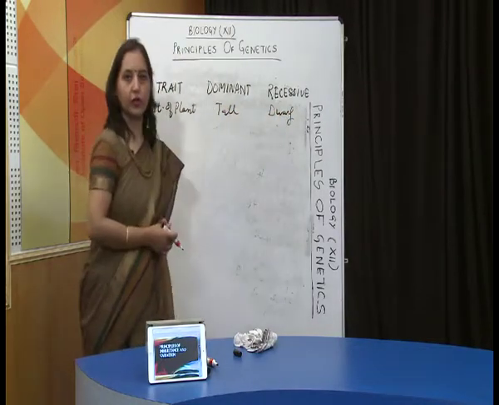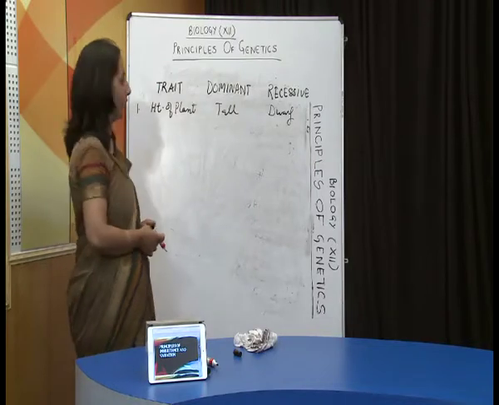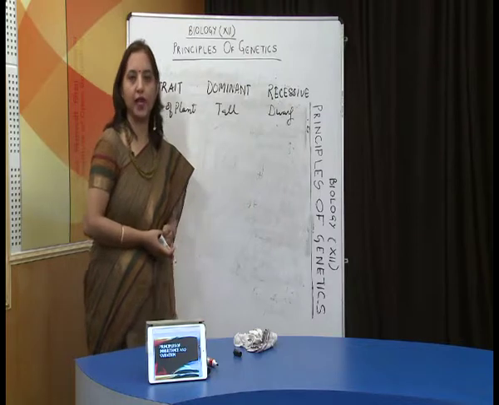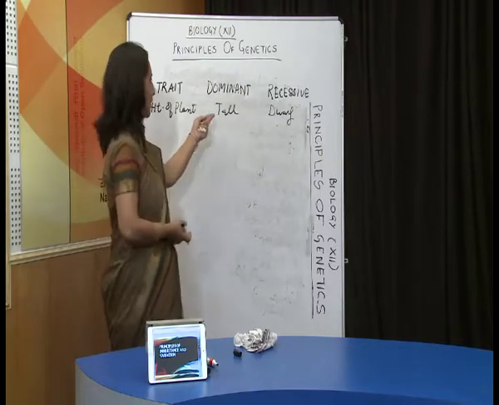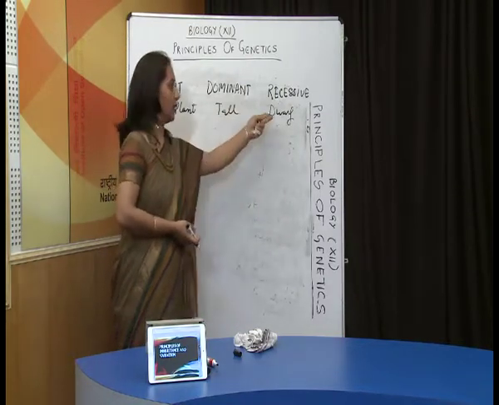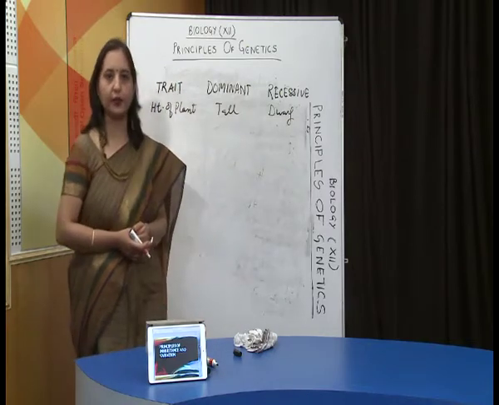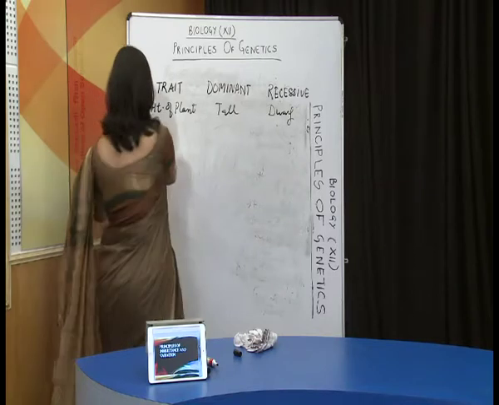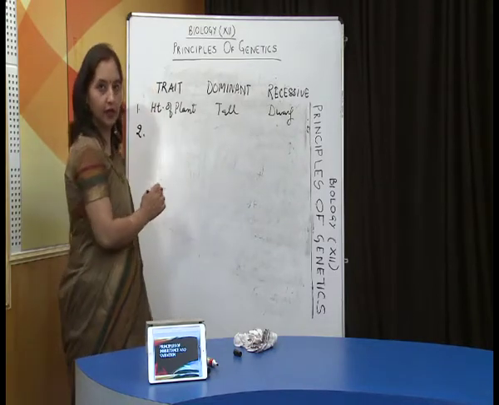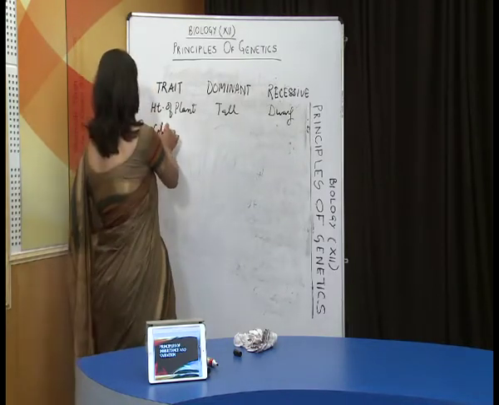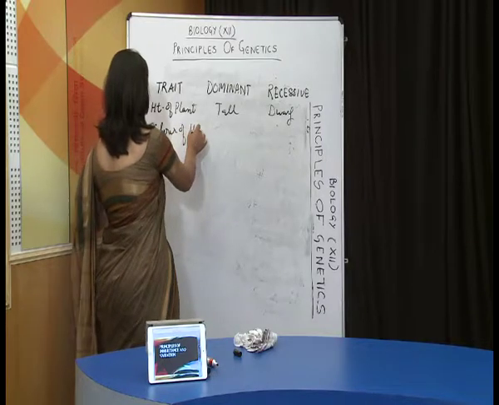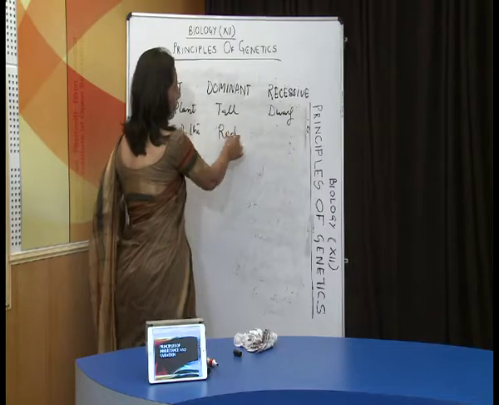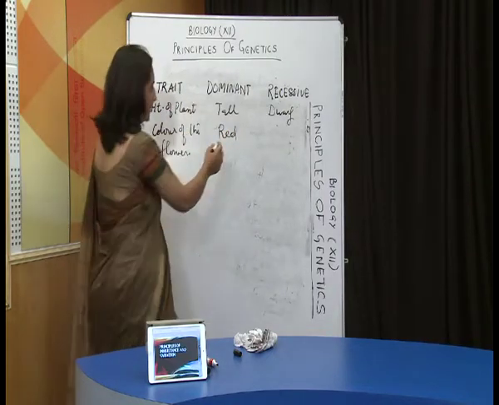The first trait was the height of the plant, wherein only tall plants were obtained in the first generation. So, this trait was called dominating, wherein the short plants did not appear in the first generation and they were called recessive. The second trait was the color of the flower. Red color was dominating over white.